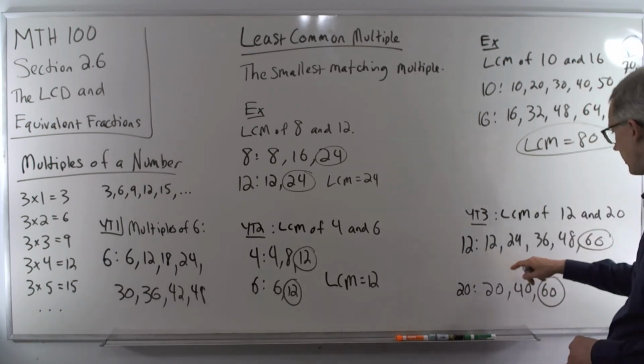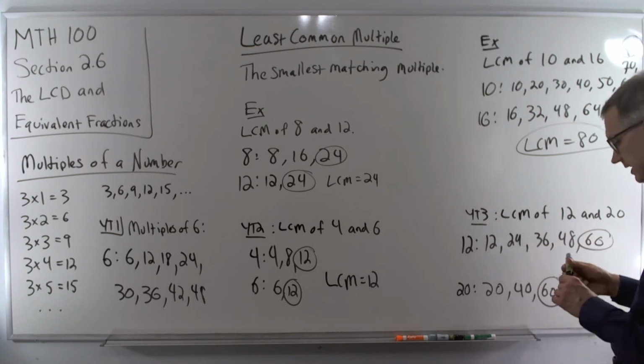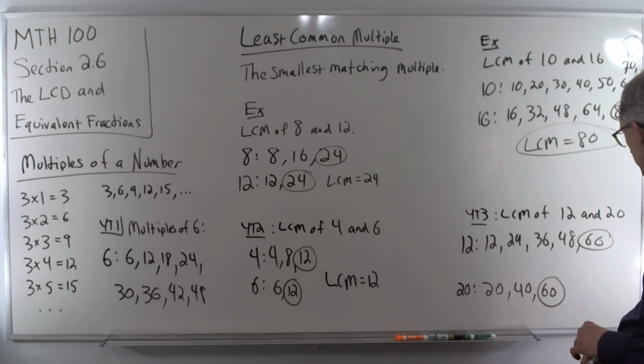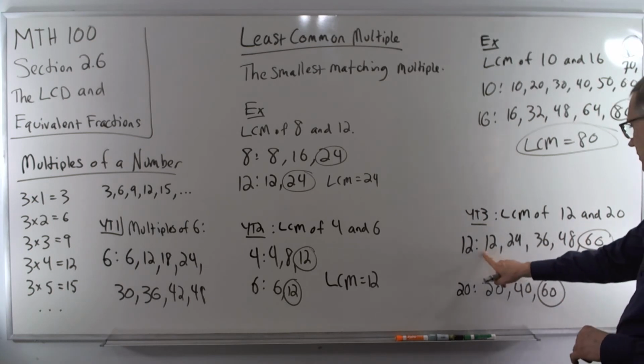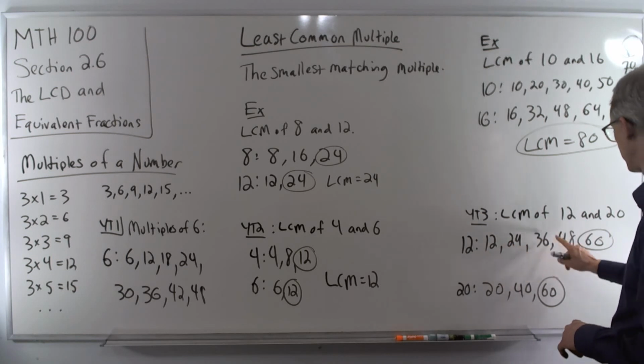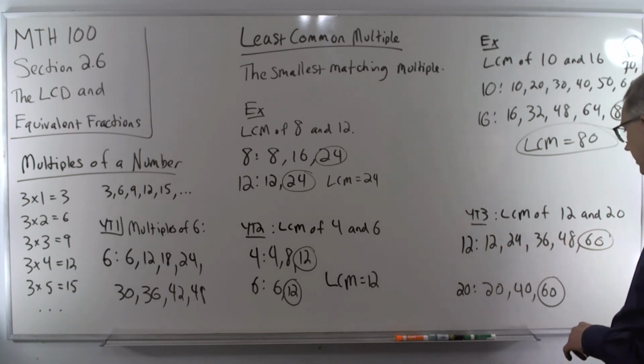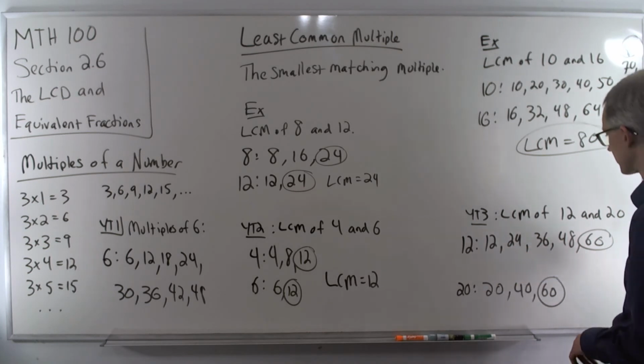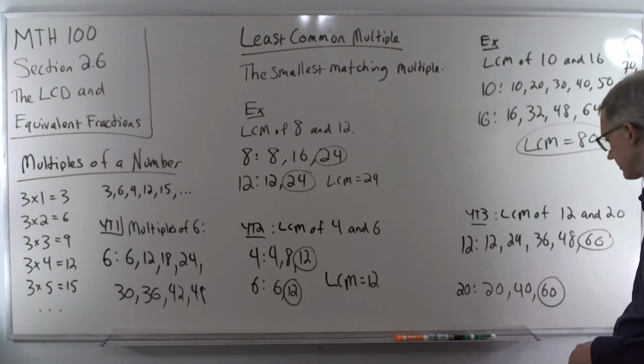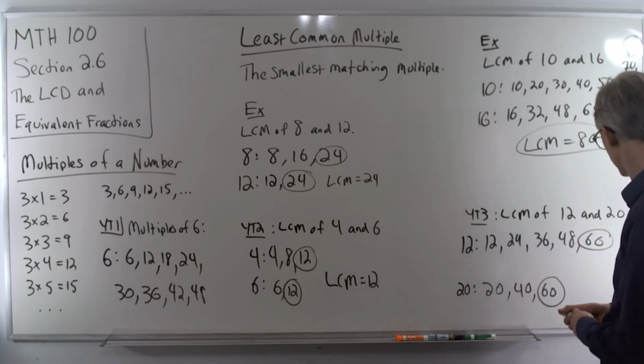Multiples of 12, we got 12, 24, 36, 48, and 60. If you look at the pattern here, notice that the tens digit goes up by 1 every time until we have to carry, and the ones digit goes up by 2 each time. So when you're writing out multiples like that, it can be helpful to see patterns like that. All right, so the LCM is 60 between these two.